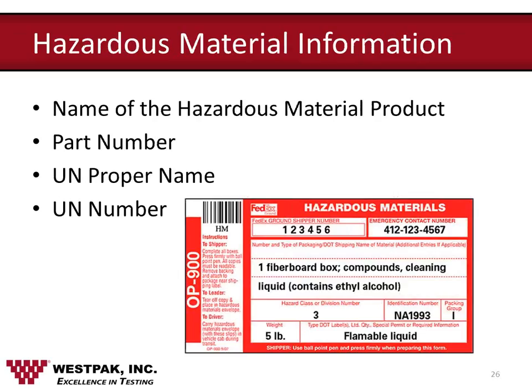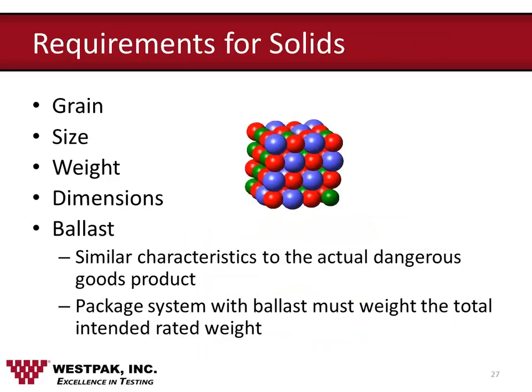For hazardous materials information, we need to know the name of the hazardous material product, your commercial name. We also need to know a part number with which that product can be tracked using your system, the UN proper name, and the UN number. If you are shipping solids, we need to be able to quantify what it is that you have and how much of it you have.